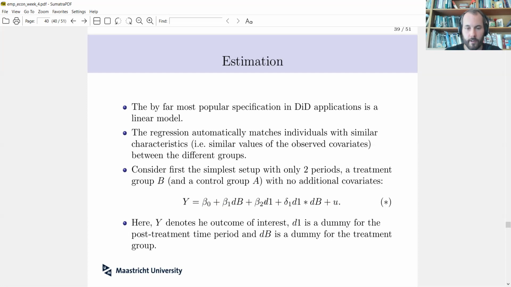Then we have a dummy for the post-treatment period. So after treatment, we are in period 1. And then the most important thing is this interaction term. The coefficient that we are interested in is this delta 1, the coefficient before the interaction term. This interaction term is only 1 for people that are in the treatment group and that are observed post-treatment.